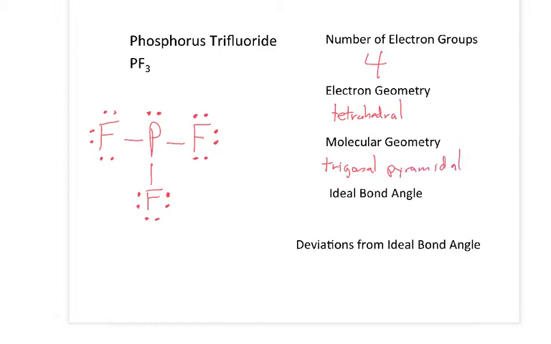The ideal bond angle for a tetrahedral electron geometry is 109.5 degrees. And again, because I have a lone pair that's going to squish my bonded atoms together and decrease my angle from the ideal bond angle, I do expect deviations from the ideal bond angle.